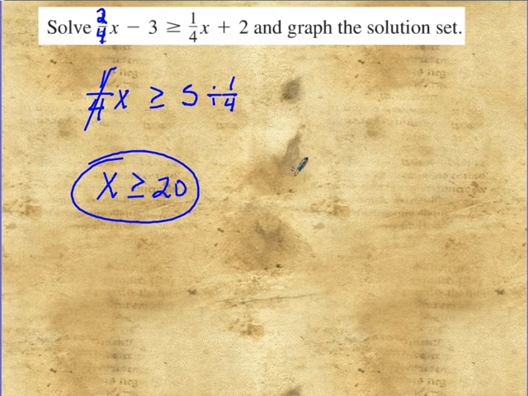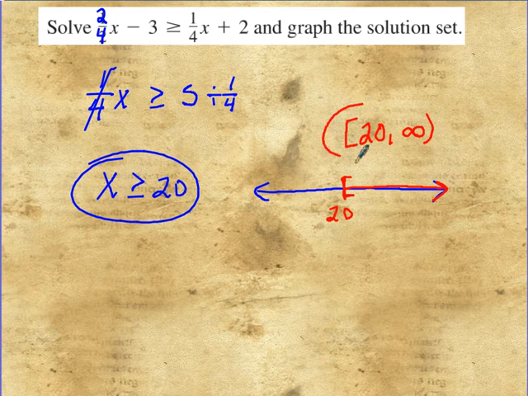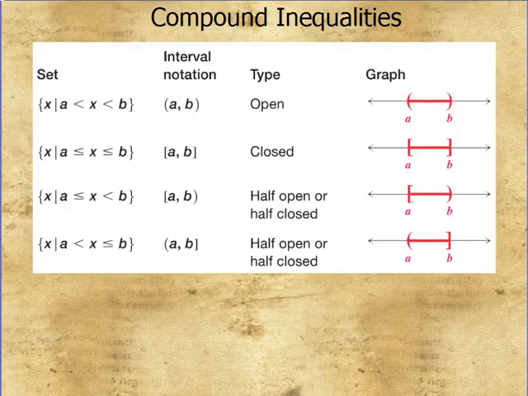Graphing the solution set, and again, this is your x-axis. When you're graphing the solution set, you're drawing a picture of your x-axis. Here's 20. X is all things greater than or equal to. So that's what the actual solution looks like. Or you can write it as all the numbers from 20 to infinity. Notice I included 20, but I did not include infinity. You cannot include infinity. It's not a number. It's a concept.